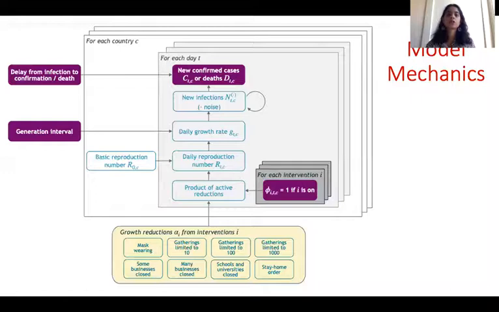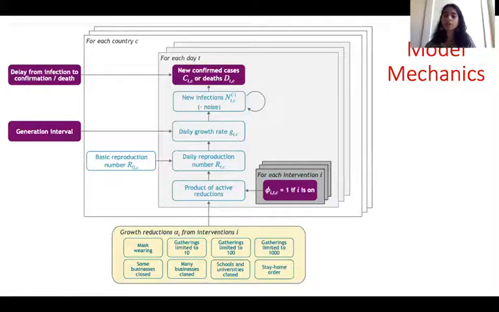And then from their daily growth rate, they estimate the number of new infections, NTC, and they look at the infections in terms of new confirmed cases and new deaths, and they also incorporate a delay from infection to confirmation or death. And they do this process for each country C, so each of the 41 countries in their sample.